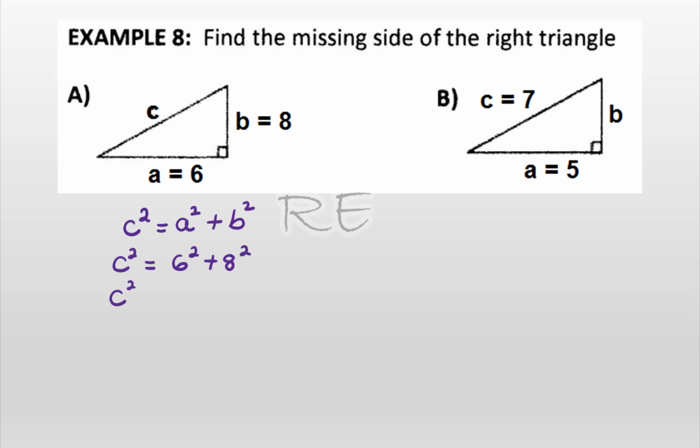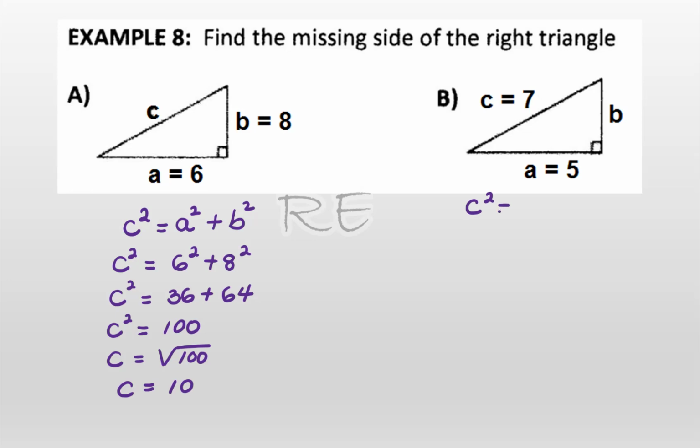Now, 6 squared is 36, 6 times 6, and 8 squared is 64, 8 times 8. C squared is equal to 36 plus 64, which is 100. And C is equal to the square root of 100, the positive square root of 100. And c is equal to 10.